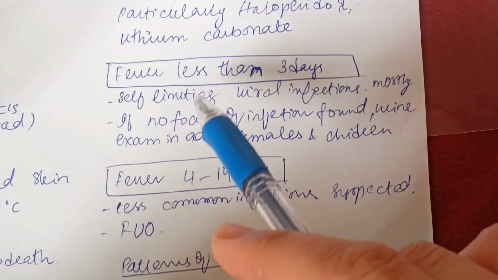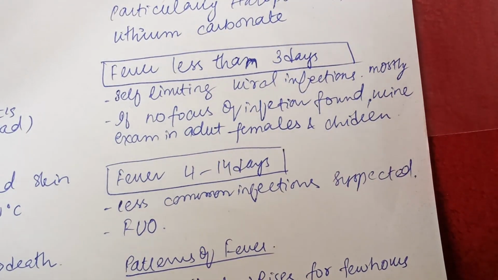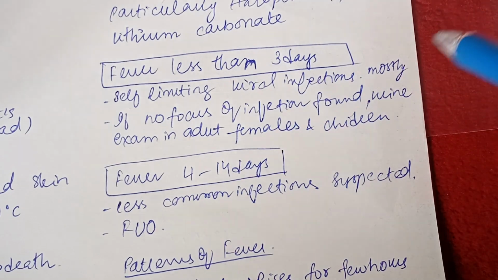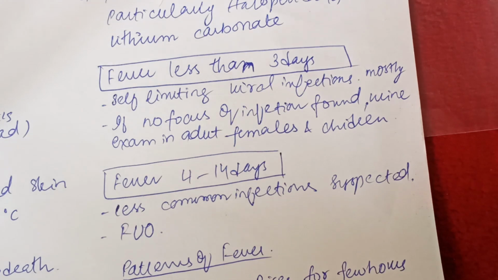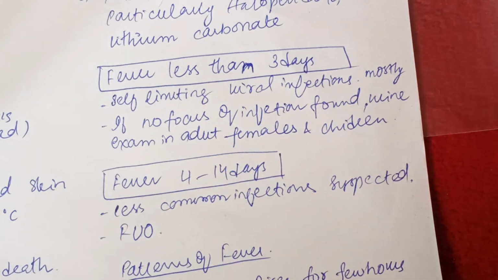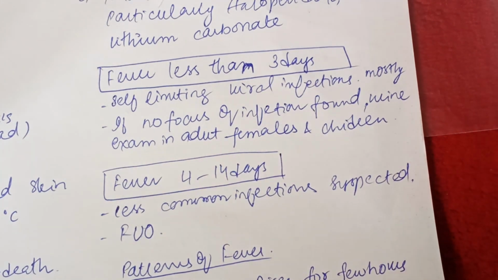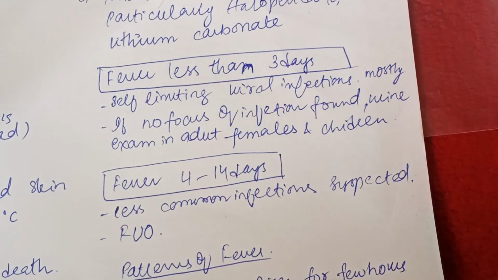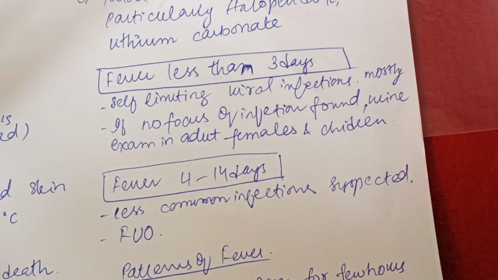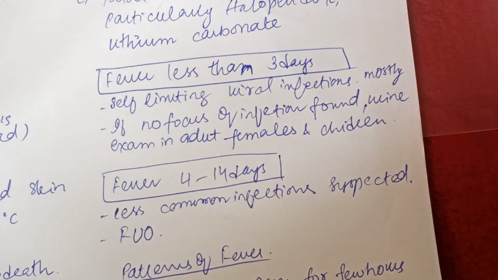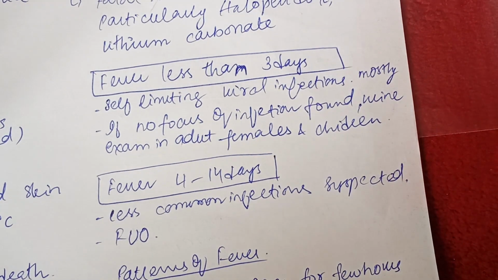If the fever is less than 3 days, it is usually a self limiting fever and it is mostly due to viral infections. If we investigate and take the history, the condition seems to be viral and there is no focus of infection found. Then in adult females and children, we can order urine examination because the fever can also be due to UTI.